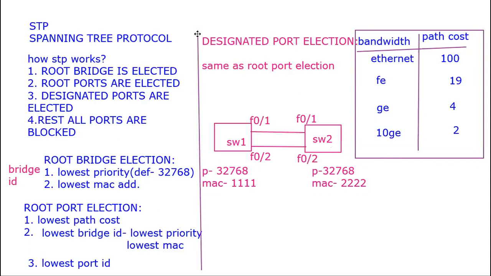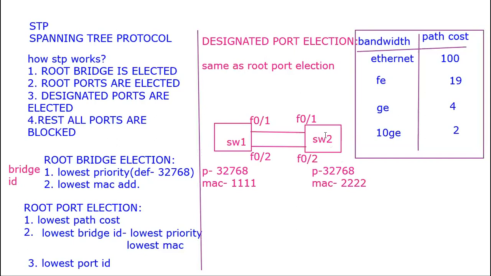So first thing is the root bridge election. Root bridge is a switch in that network. So in this network, one switch will become a root bridge. Which switch will become the root bridge? That depends on the election process. The election process says the lowest priority and lowest MAC address. So first is lowest priority. First thing it will look for is the lowest priority.